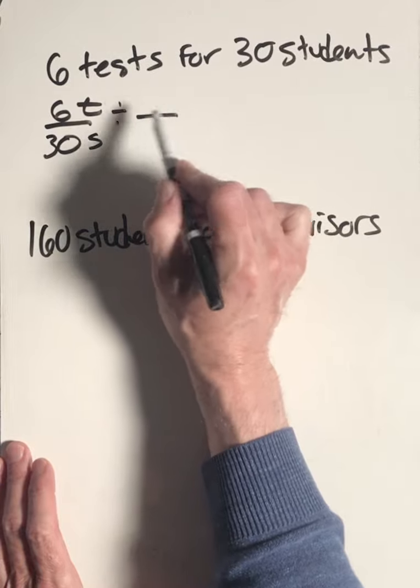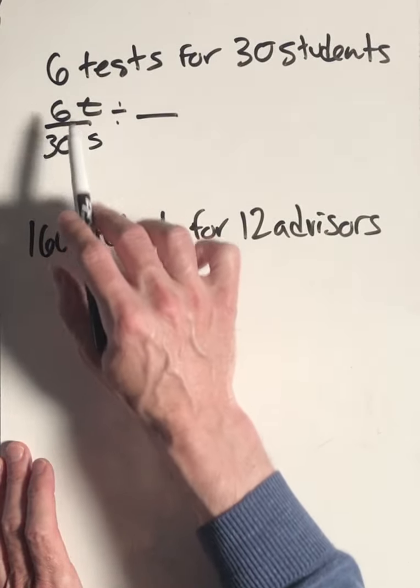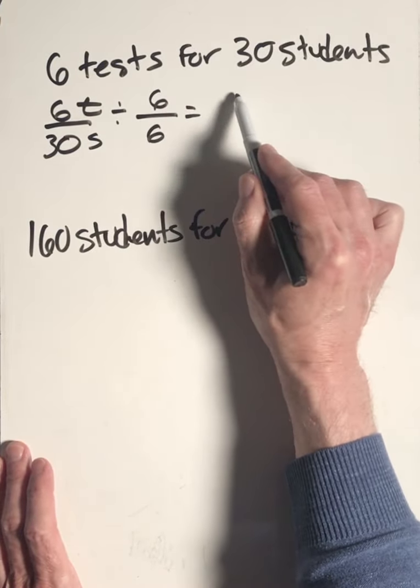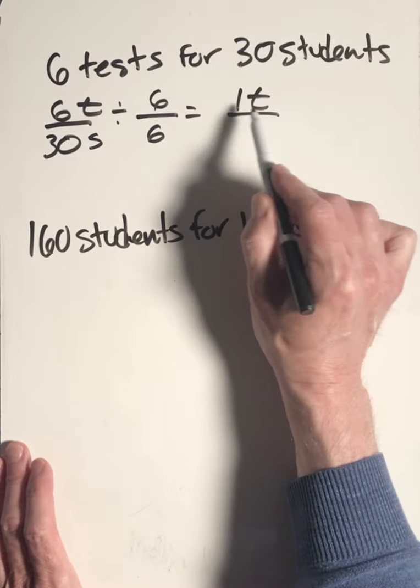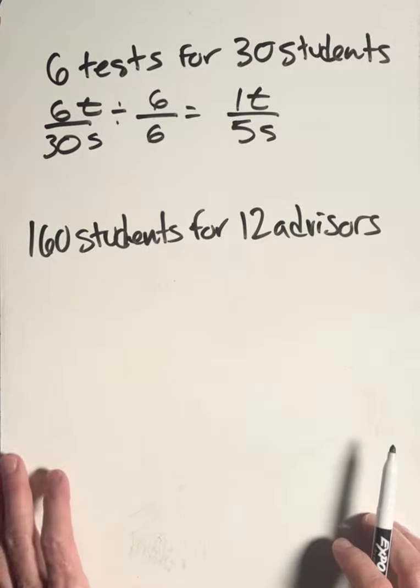Again, I'm going to divide this by some fraction using the highest common denominator if I can. 6 is a factor of both numbers, so I would divide by 6 over 6, which would equal 1, and I can put the unit back in, 1 test for every 5 students.